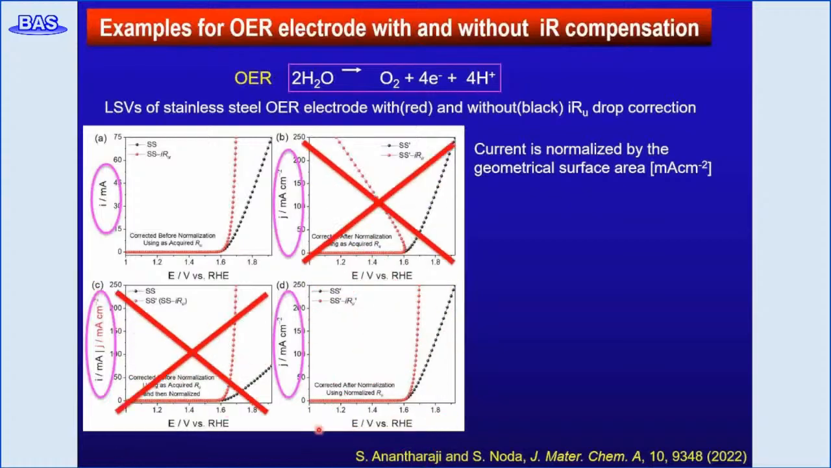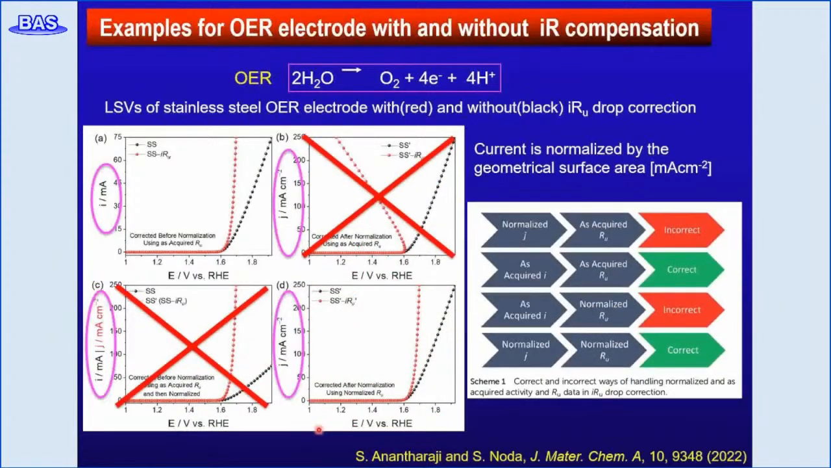This is a recommendation for IR compensation. 4 linear sweep voltammograms are shown for oxygen evolution (OER) reactions using a stainless steel electrode at a slow scan rate, 1 millivolt per second. It is noteworthy that each of the 4 current axes is different. In graph A, the current is plotted without normalizing using the geometric area of the electrode.